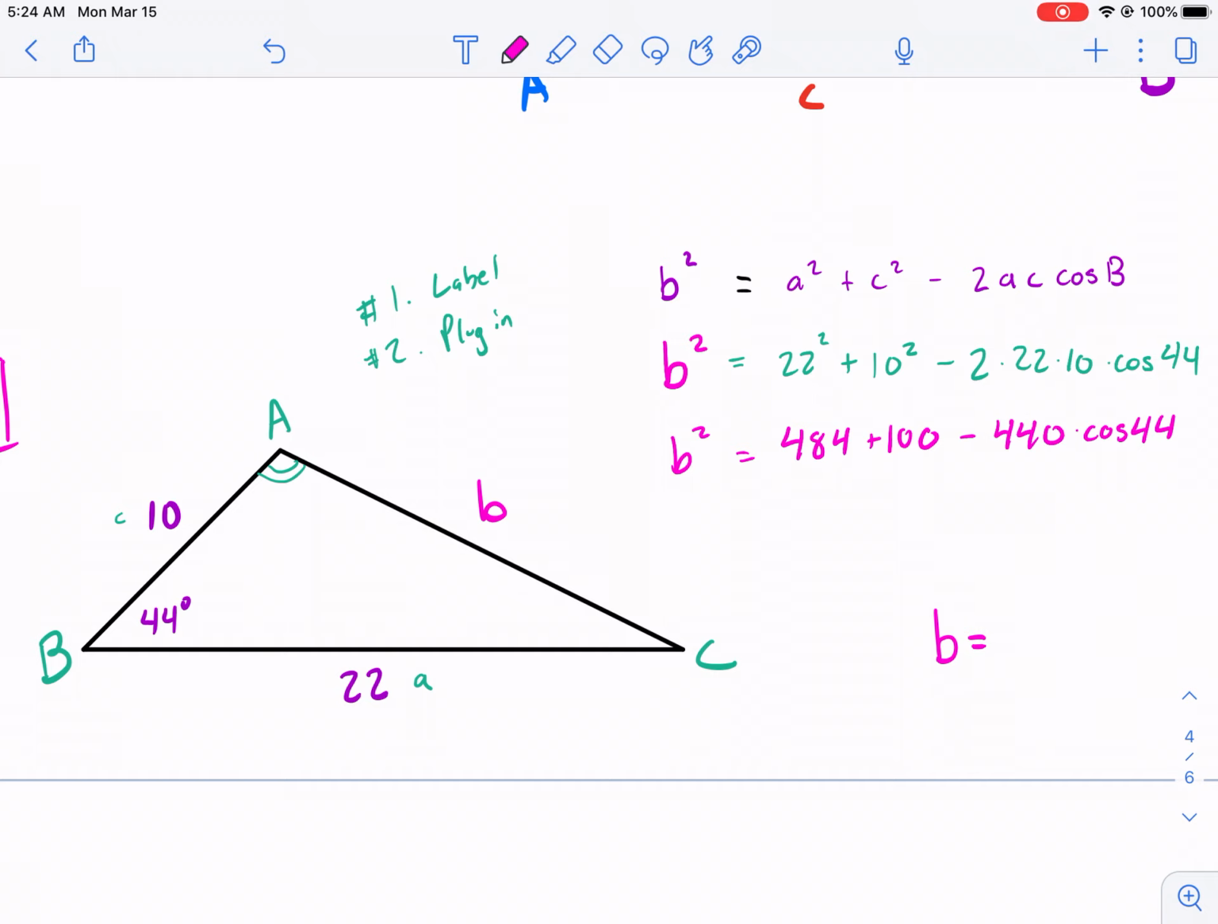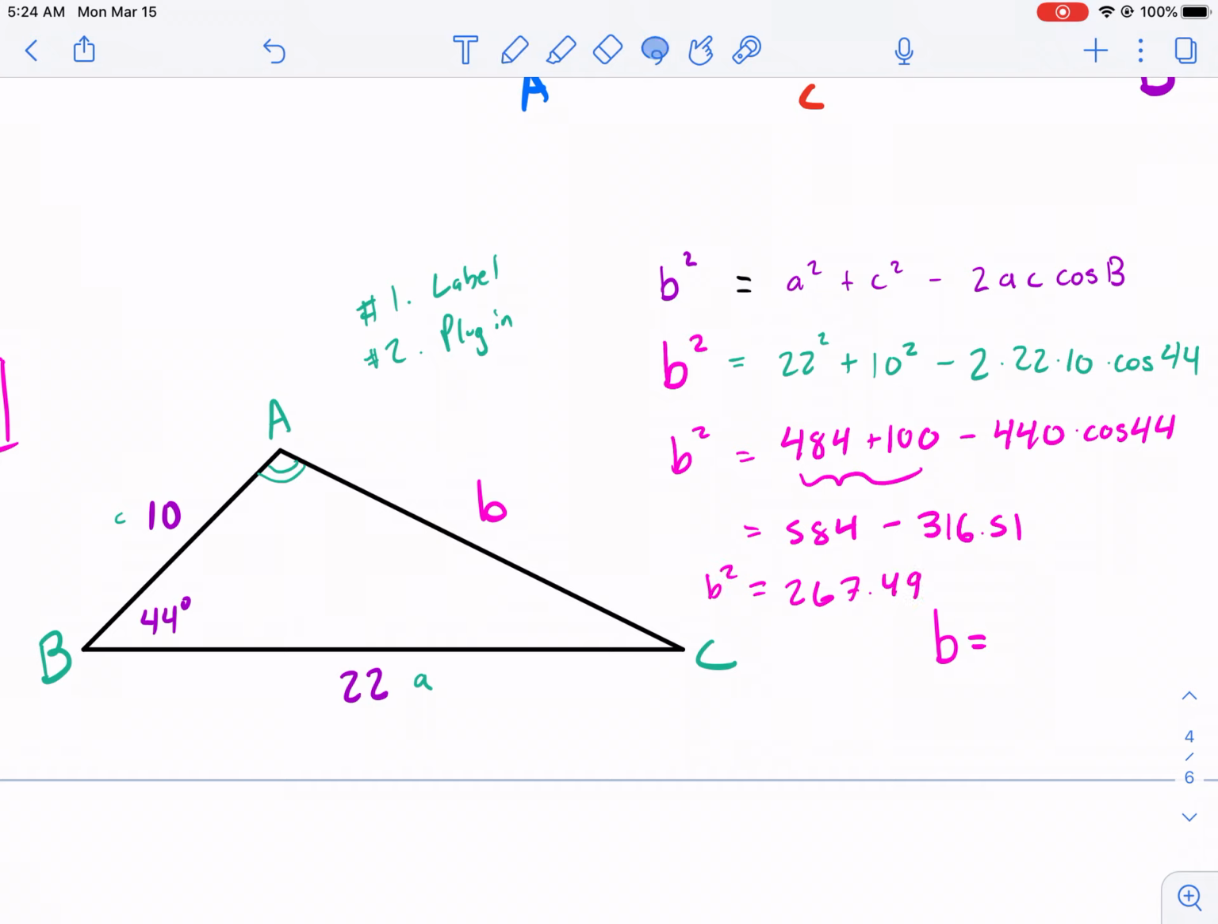So what I'm going to do first is I'll add these two together first, and that will give me 584. And then now I'm going to type this into my calculator, 440 times cosine of 44. And I need to make sure it's in degree mode, so that's 316.51. I'm going to go to the nearest hundredth here. Then I'm going to subtract this from 584, and I get 267.49, and that's equal to b squared.